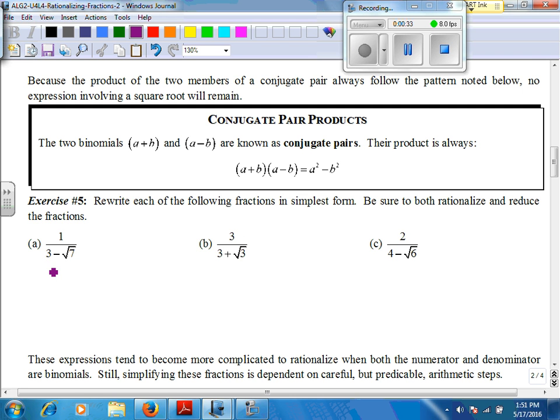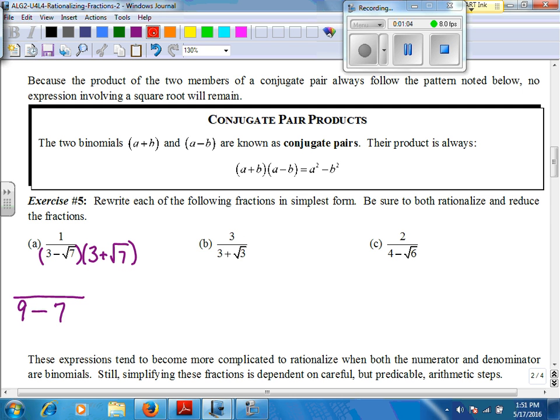Well, we can't leave a radical in the denominator, but just multiplying by square root of 7 in this problem won't work, because then we'd end up with a 3 square root of 7. So it's not going to really accomplish anything. Instead, we need to multiply this by its conjugate, 3 plus square root of 7. And if we do that in the denominator, we're going to get 3 times 3, which is 9. Like we said before, the outer and the inner will cancel. Positive times a negative is a negative. Square root of 7 times square root of 7 is square root of 49, which is just 7.